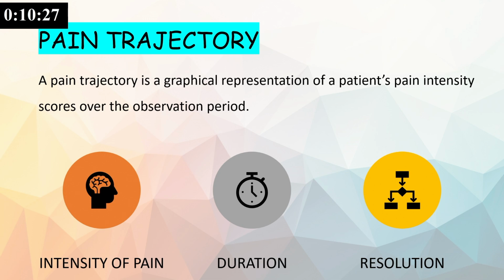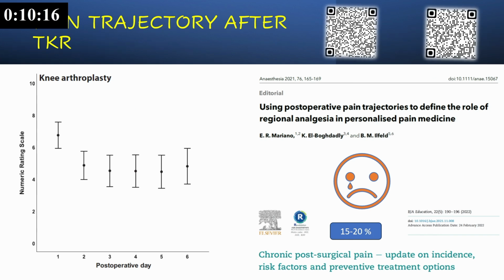It involves the intensity of the pain in terms of NRS or VAS scores, the duration for which the pain is going to last, and how does it get resolved. So the surprising part is, in anesthesia literature, as far as pain trajectory is concerned, we do not have robust literature. This is an excellent editorial which not only covers the knee arthroplasty, but it covers all other shoulder, hips.